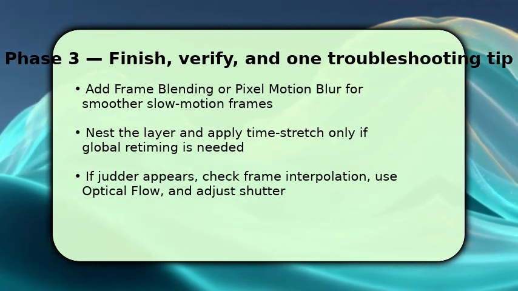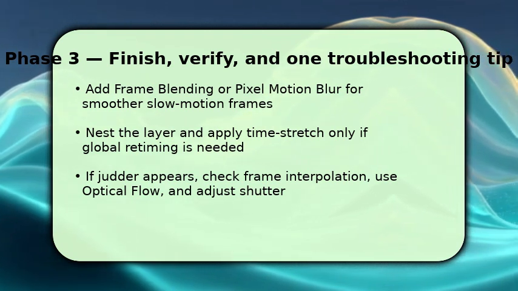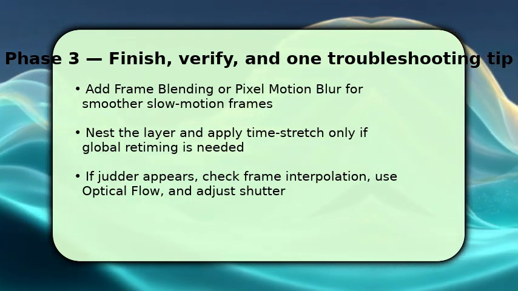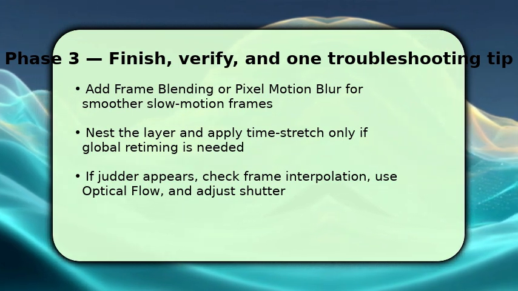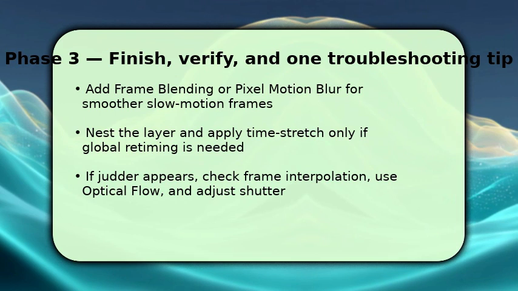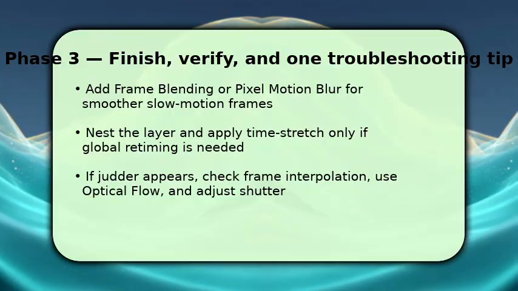If you need compound retimes, pre-compose or nest the layer before further adjustments to avoid broken remaps. Finally, set your render to match comp settings and export. If you see judder, make sure interpolation is optical flow and reduce sudden curve spikes. That fixes most problems.